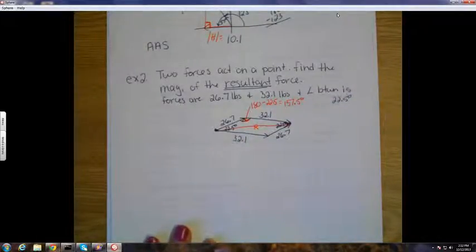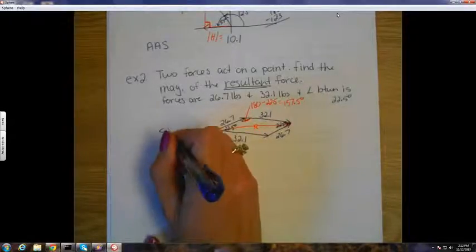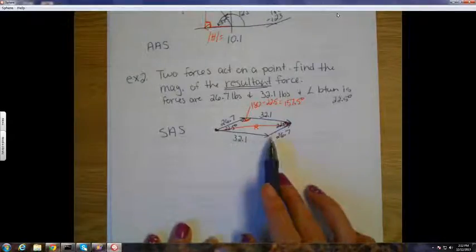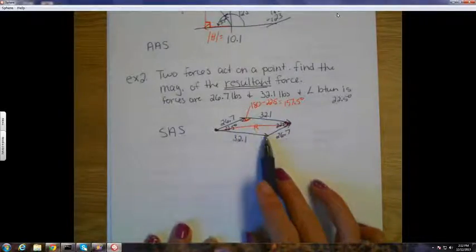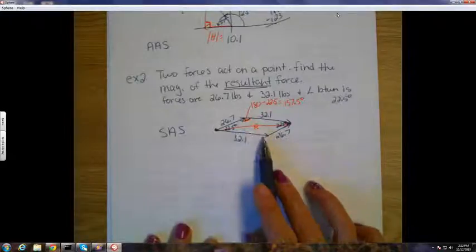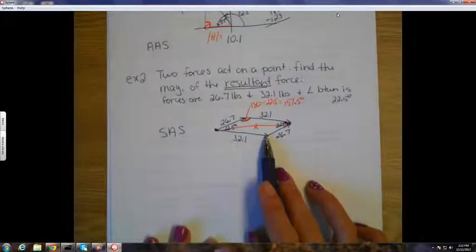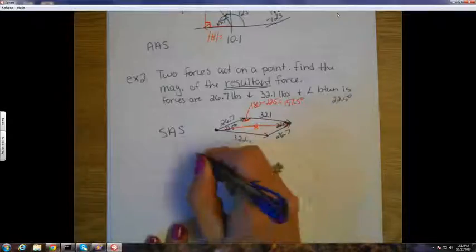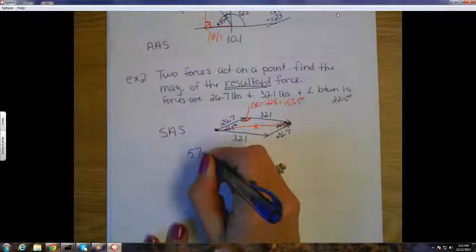But now which program are you running? SAS. So SAS, run the SAS. Both triangles are the same. Remember, because opposite angles are congruent in a parallelogram, the 157.5 is down here also. And all I wanted was the resultant force, so it's only the side length that comes up that we need. So if you run the program correctly, what are you coming up with? 57.7 pounds of force.